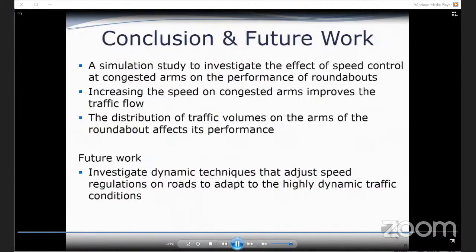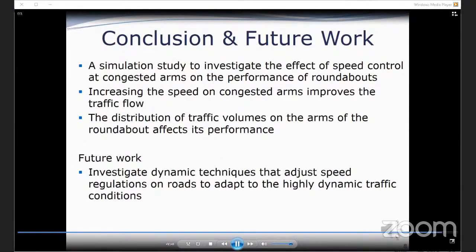To conclude, in this paper, we presented a simulation study to investigate the effect of speed control at congested arms on the performance of roundabouts. Our results indicate that increasing the speed on the roundabout's congested arms by a certain threshold helps improve the traffic flow and minimizes the travel time. Moreover, the results show that the distribution of traffic volumes on the arms of the roundabouts affects its performance.